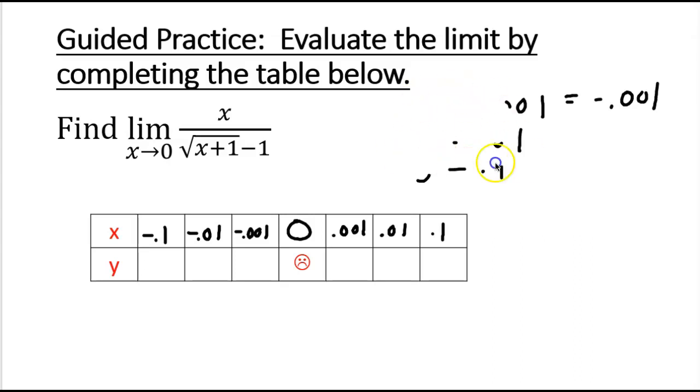And the other side, you do the same thing. You just add it instead of subtracting it. And so those are the x values that we get. And those are x values that are approaching 0 from the left and from the right. And they're getting closer and closer to 0 as they close in.